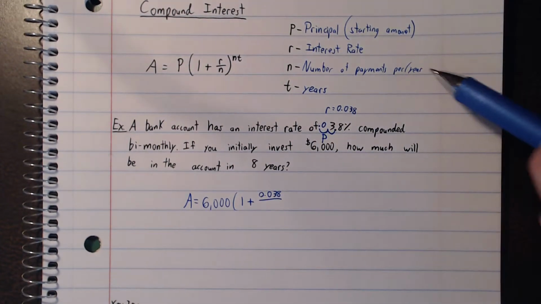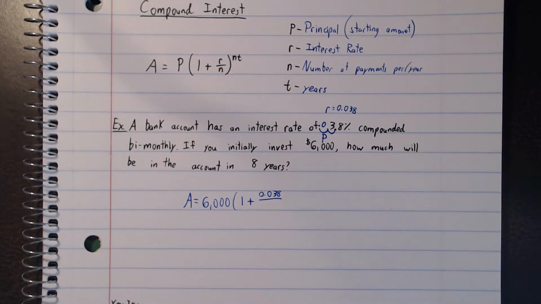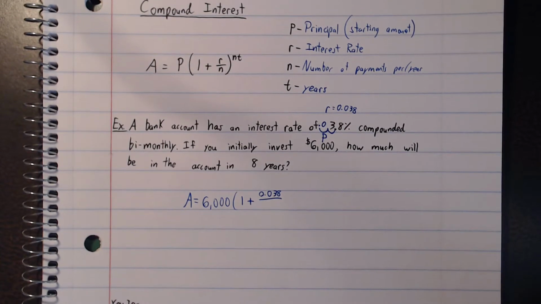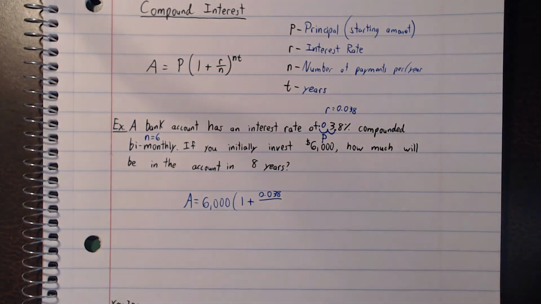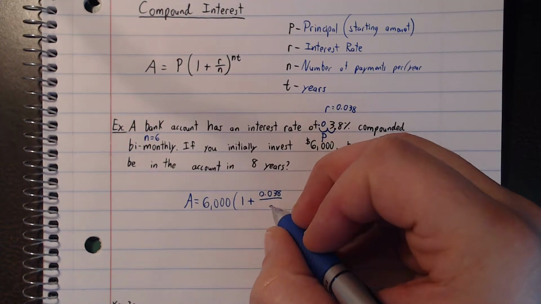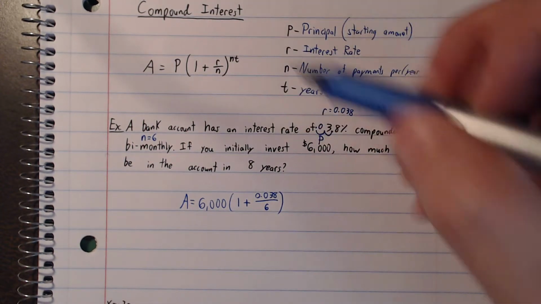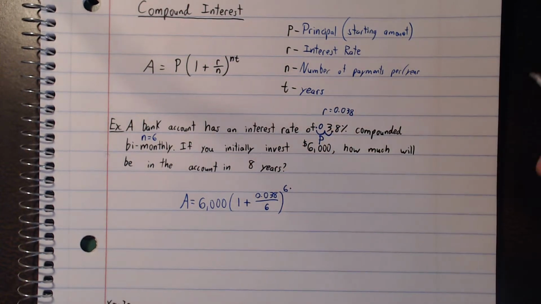N, number of payments per year. This says bi-monthly. Bi means 2, so every 2 months. So if there's 12 months in a year and we're doing it every 2 months, that would be 6 times per year. So N equals 6. So I'm going to put a 6 down here. I also need one up here in my formula as well. So I've got 6 times.